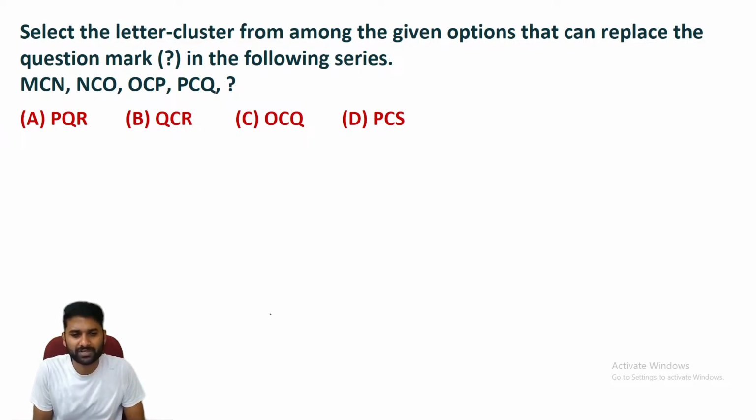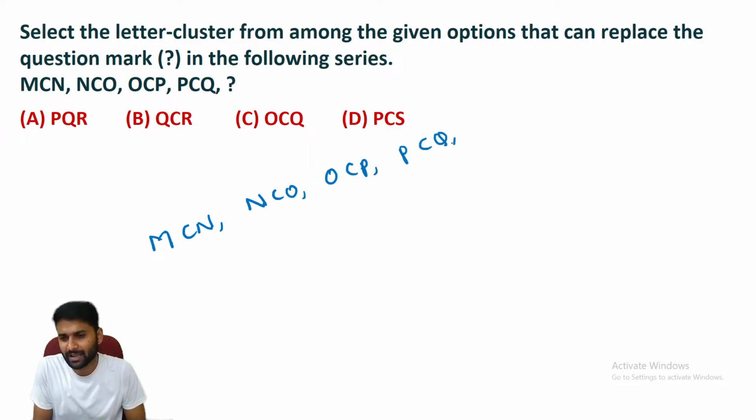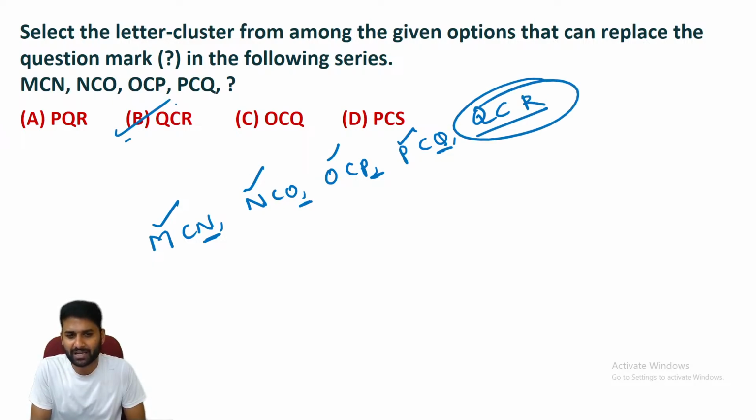Let's go through these relations. Here, you should identify, according to the series, what the next three alphabets are. If you observe these four sets of alphabets, C is common. Now here see M, N, O, P, and definitely the first letter is Q. N, O, P, Q, R. So here the answer is Q, C, R.